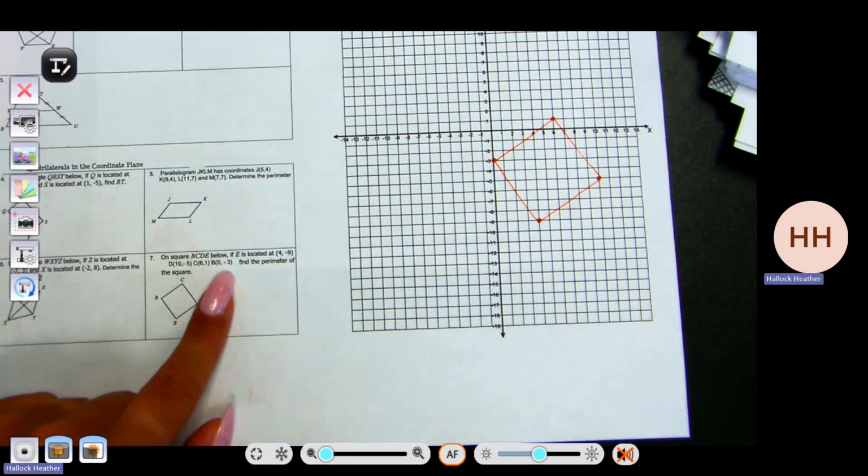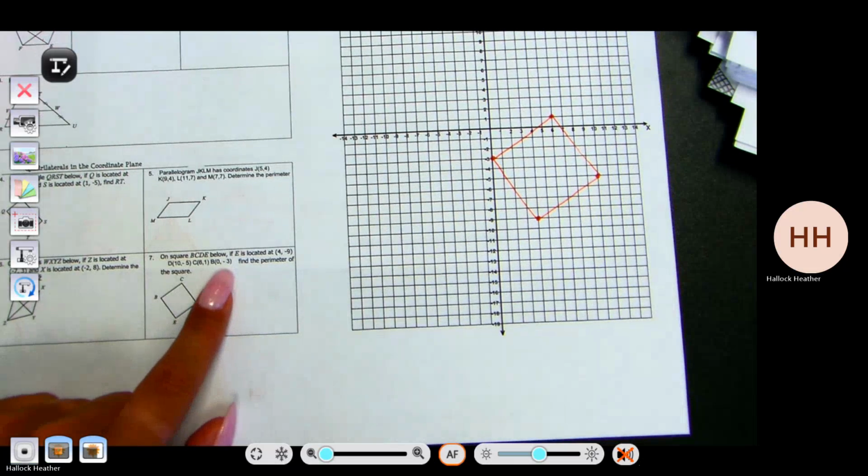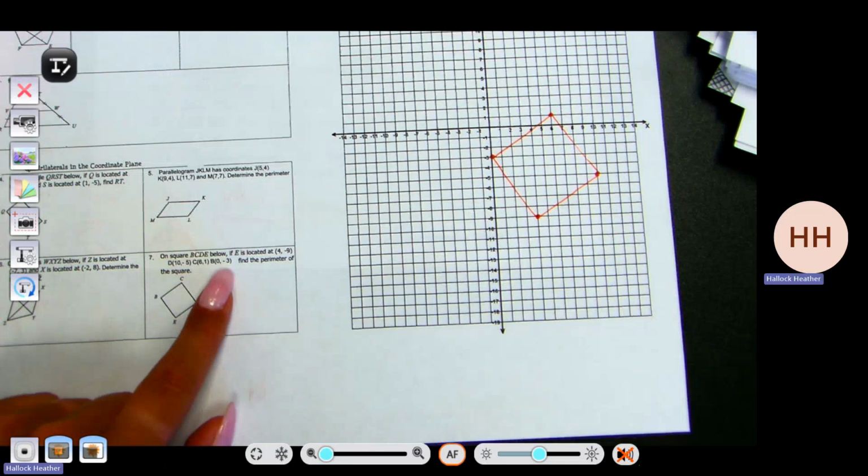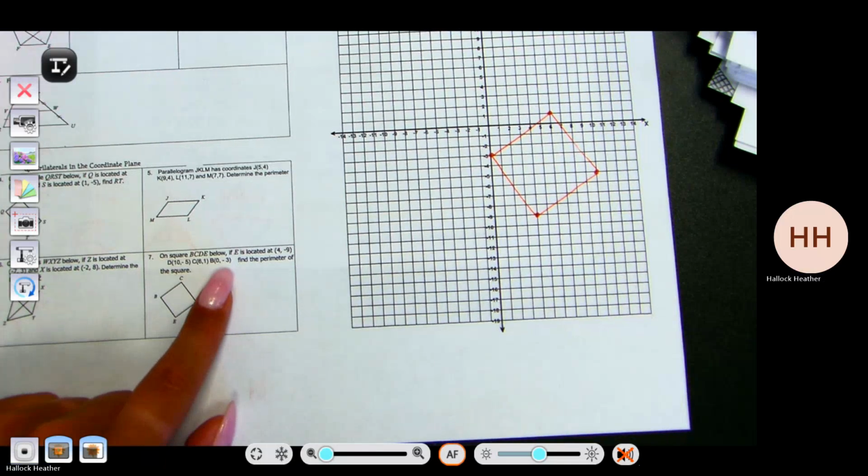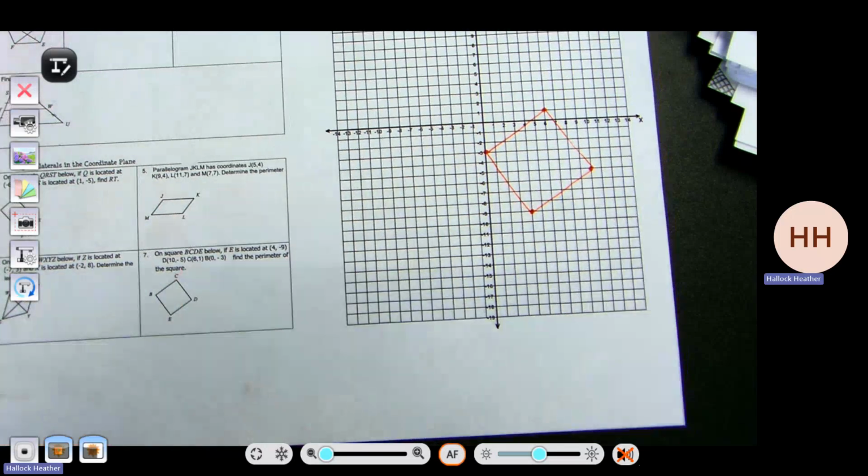Can we just count the spaces? No. Why can we not just count the length? Because it's diagonal. If it was perfectly horizontal or vertical, then you could just count physically up. We're going to make a little triangle.